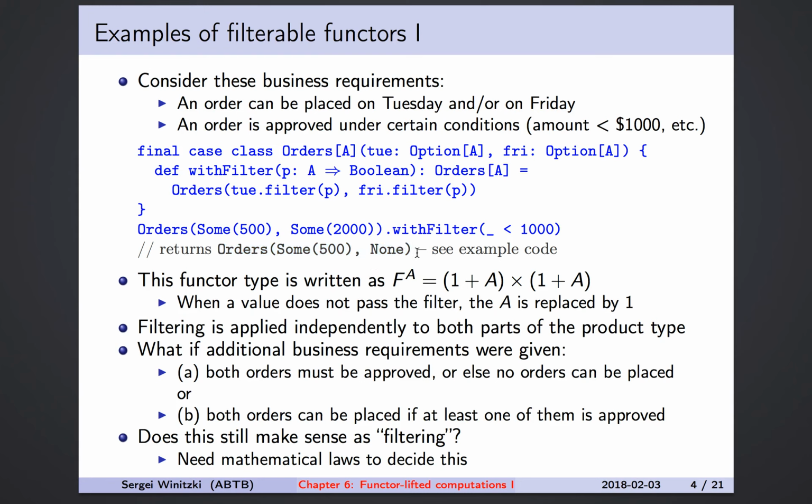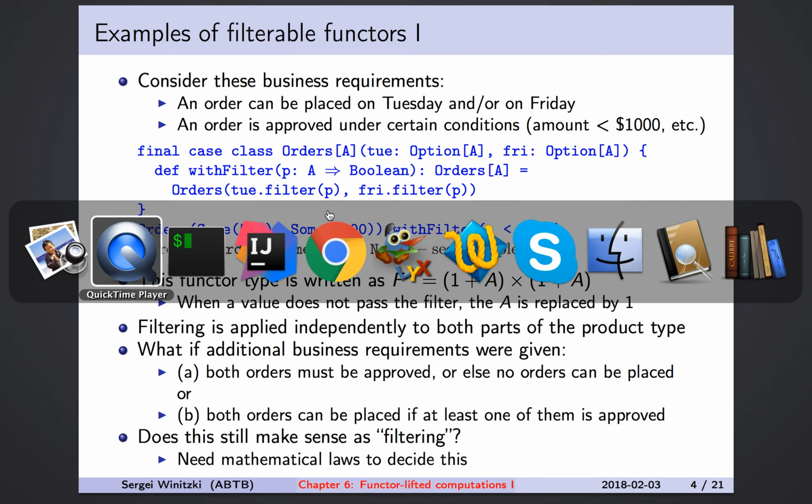So what have we achieved? Well, we separated the logic of which orders will be approved from the logic of how orders are approved, and also from the specific data type that represents orders. So this code only represents the logic of how orders will be removed from our container, and that's what filter represents. Let's look at the example code.